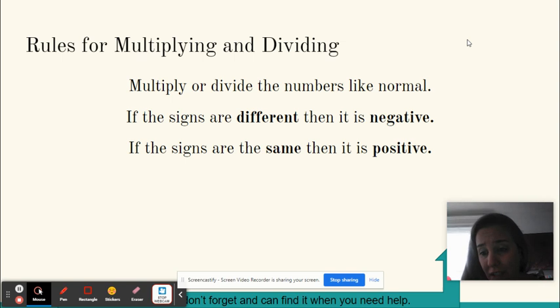If they have different signs, you're going to get a negative. If they have the same sign, it'll be positive. So positive times positive, positive. Negative times negative, positive. Okay? It's when they have different signs, like a positive and a negative, that it becomes negative.